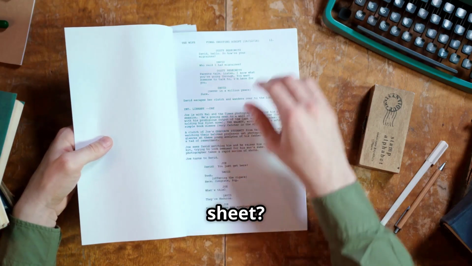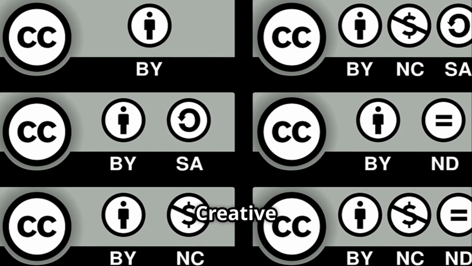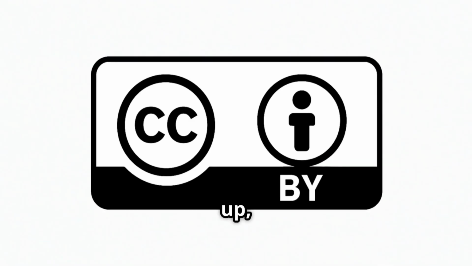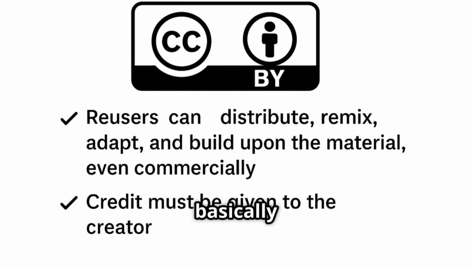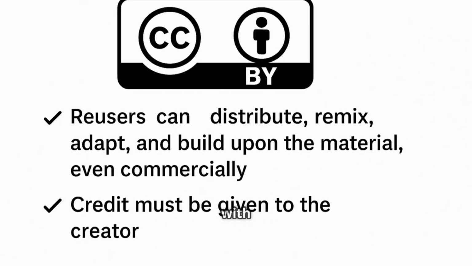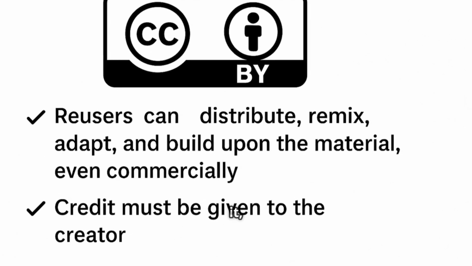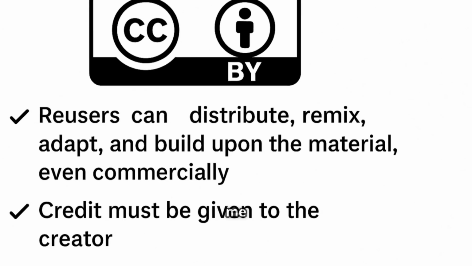Ready for the cheat sheet? Let's dive into the 6 main types of Creative Commons licenses. First up, we have the most accommodating license, CC BY. This license basically says, do whatever you want with my work. Adapt it, remix it, even sell it. Just make sure you give me credit.